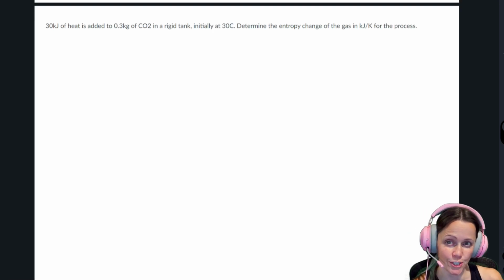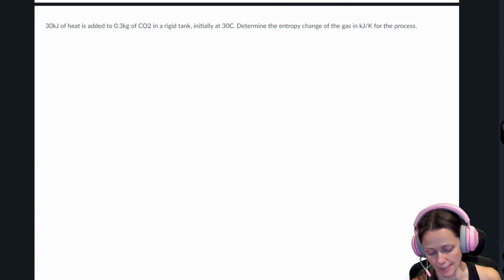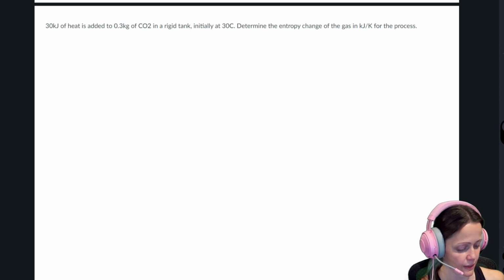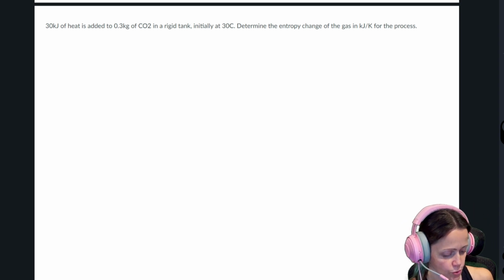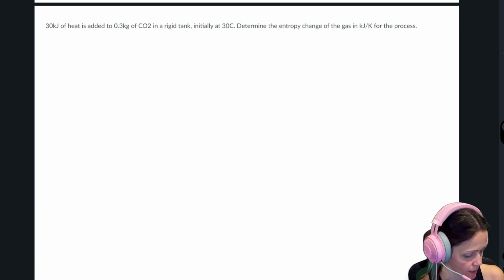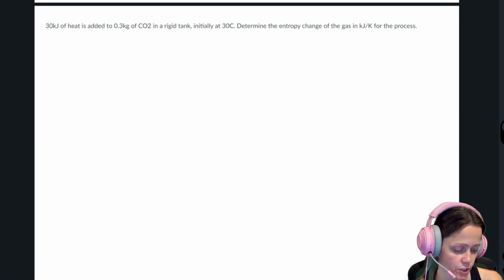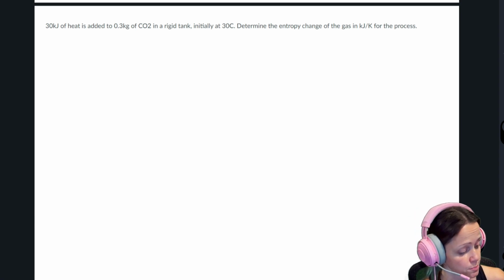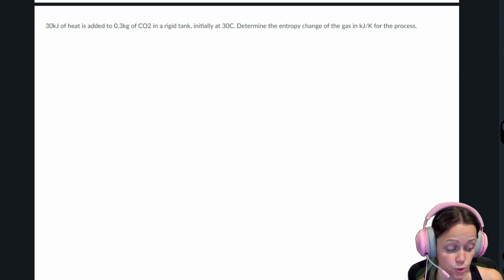Right, so this is question 7 on your practice test for Unit 5. We have 30 kilojoules of heat added to 0.3 kilograms of CO2 in a rigid tank initially at 30 degrees. We want to find the entropy change of the gas in kilojoules per kilogram.